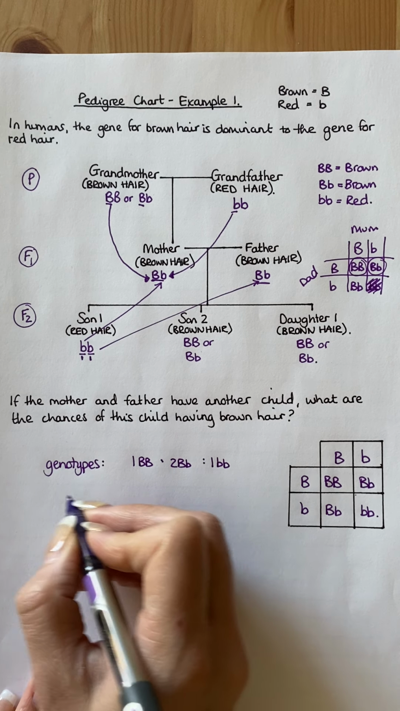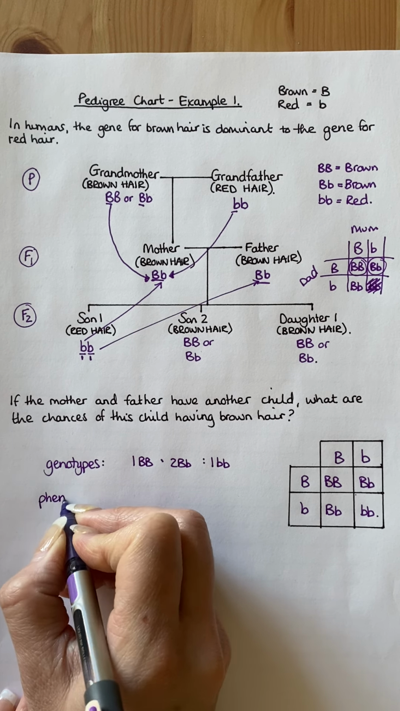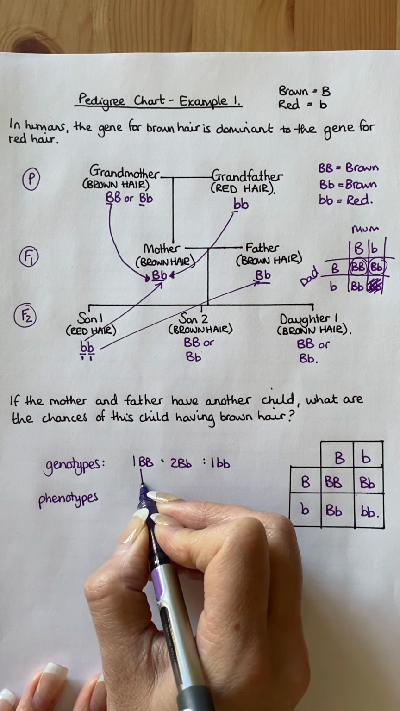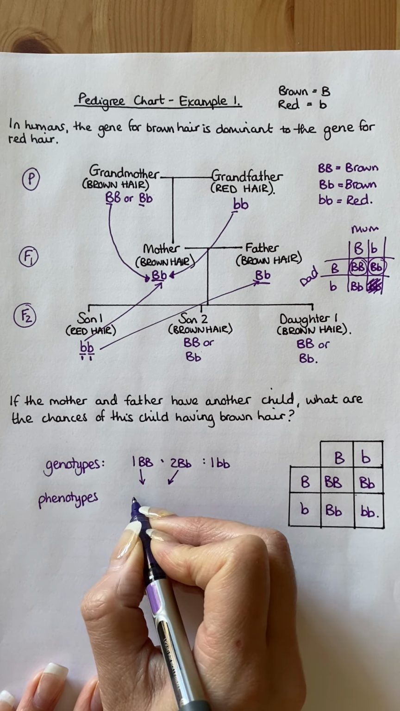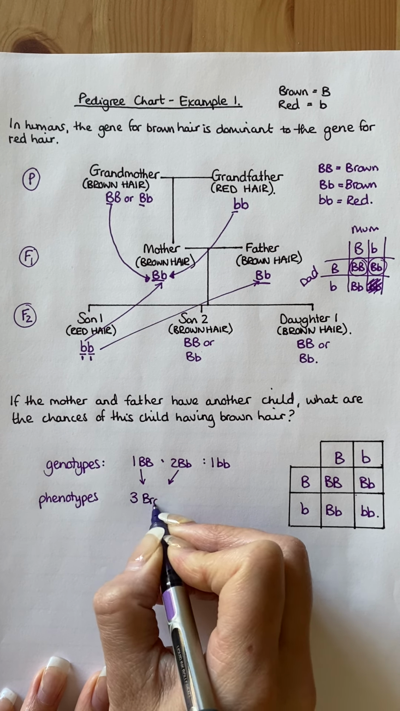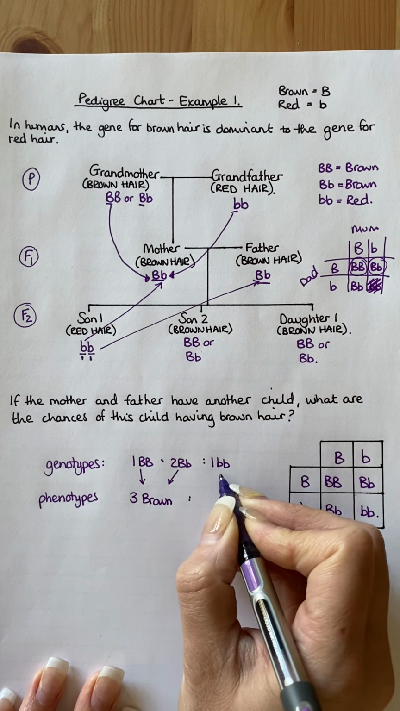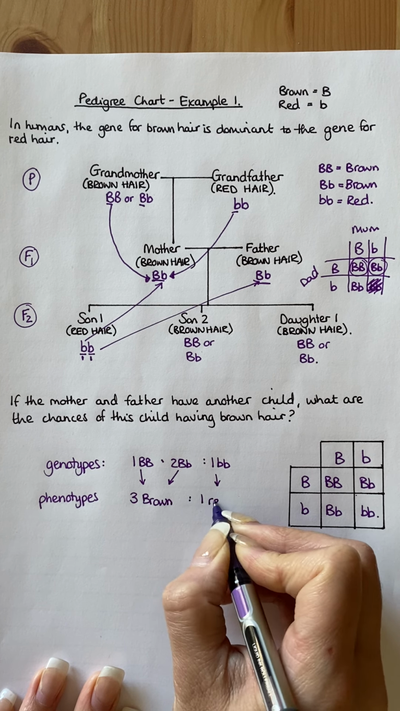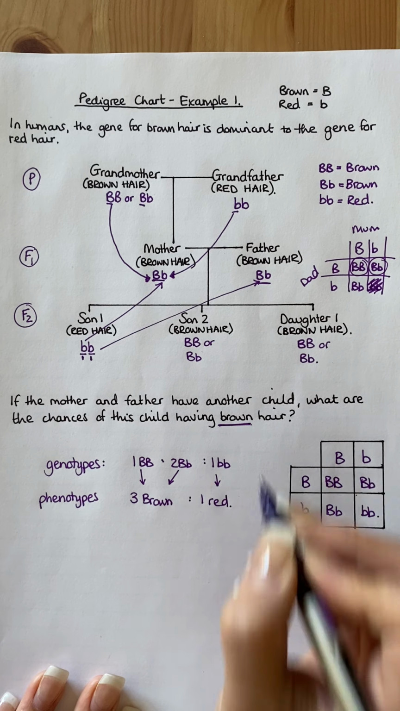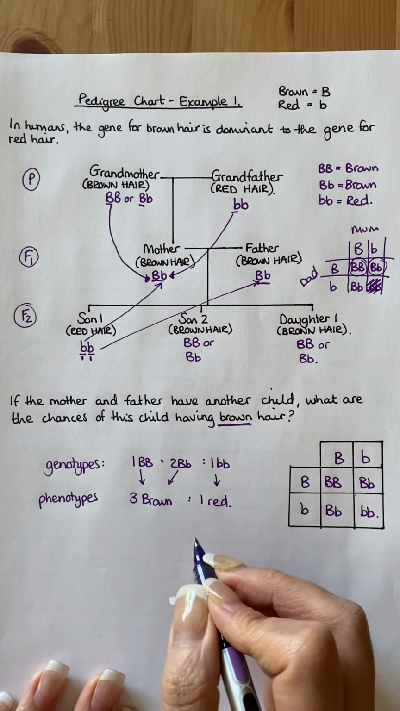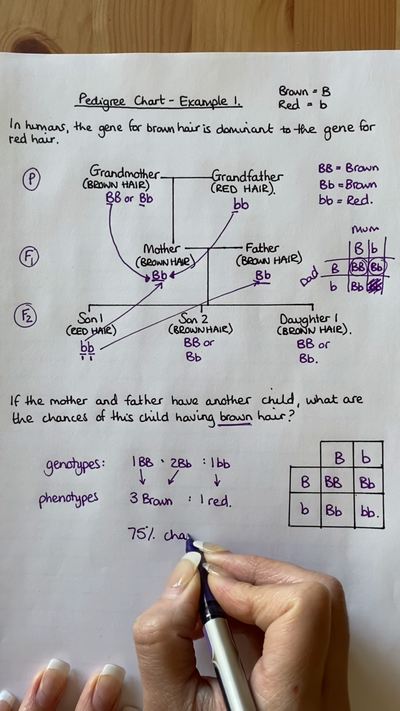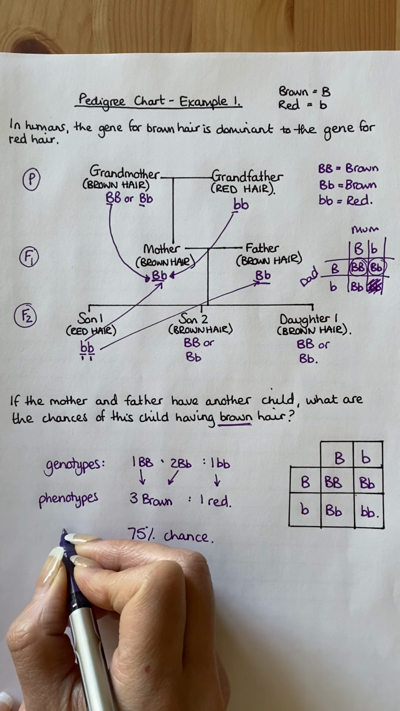Okay, so in terms of phenotypes then, because each of these has a capital B, we have 3 that would then be brown haired. And we have 1 that would be red haired. So the question asks, what is the chance of their child having brown hair? 3 out of a total of 4, so 75%, or 3 out of 4.